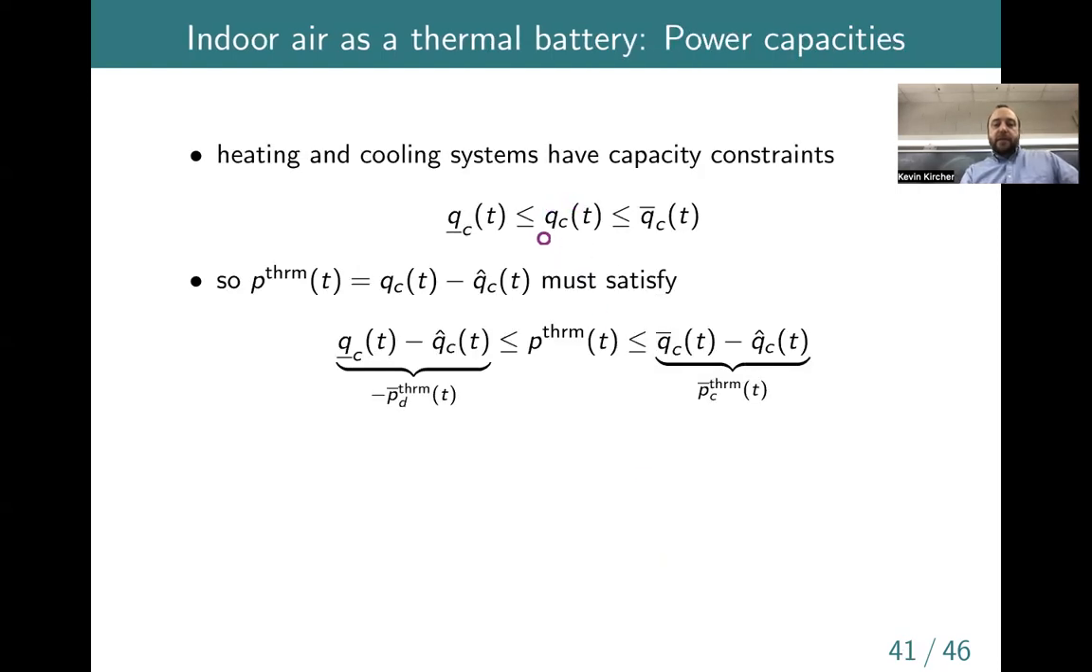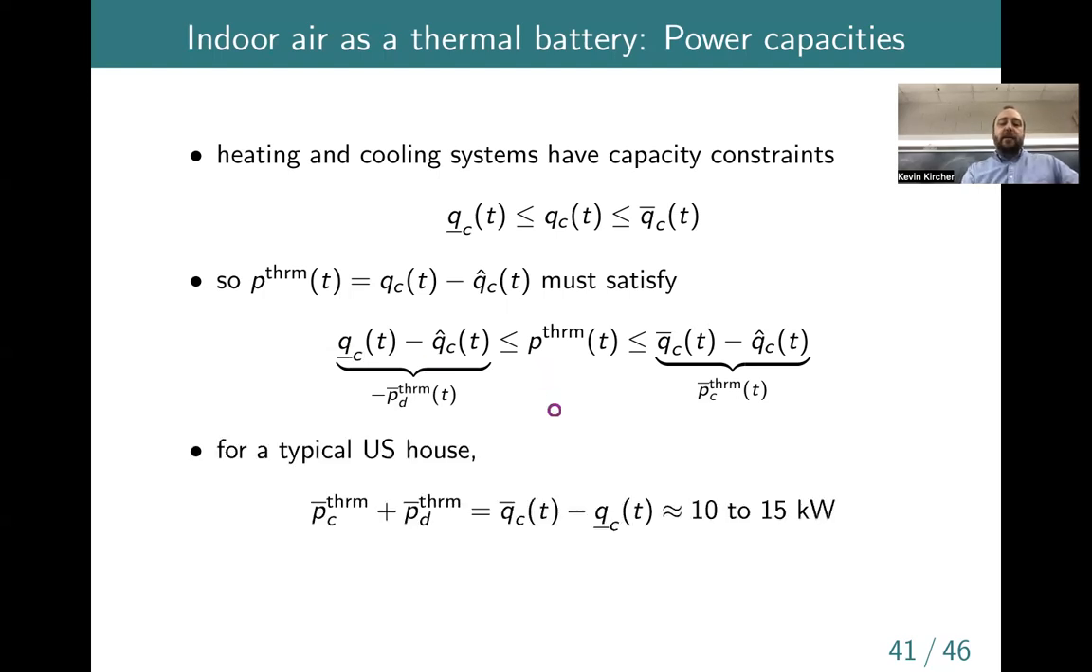So again, if we want a constraint on that, P_therm is just Q minus Q hat. If we subtract a Q hat from the left-hand side and the right-hand side, then we get a constraint on the thermal power. I put a negative sign in this definition, so the discharging thermal power will be Q hat minus Q minimum.